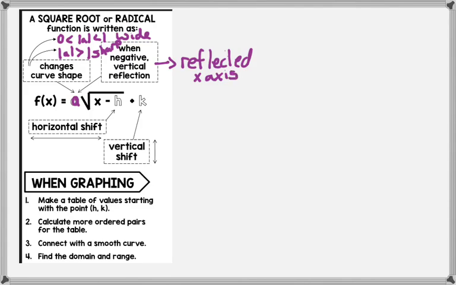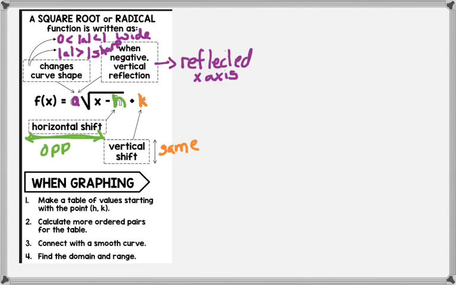H and K are going to work the same way they did last time. H is going to tell you if you went left or right and how much. And remember, it works opposite on this. So if it's a minus, you're going to go right, and if it's a plus, you're going to go left. The K tells you you're up and down, and this is going to work the same. Signs are going to work the same as normal.